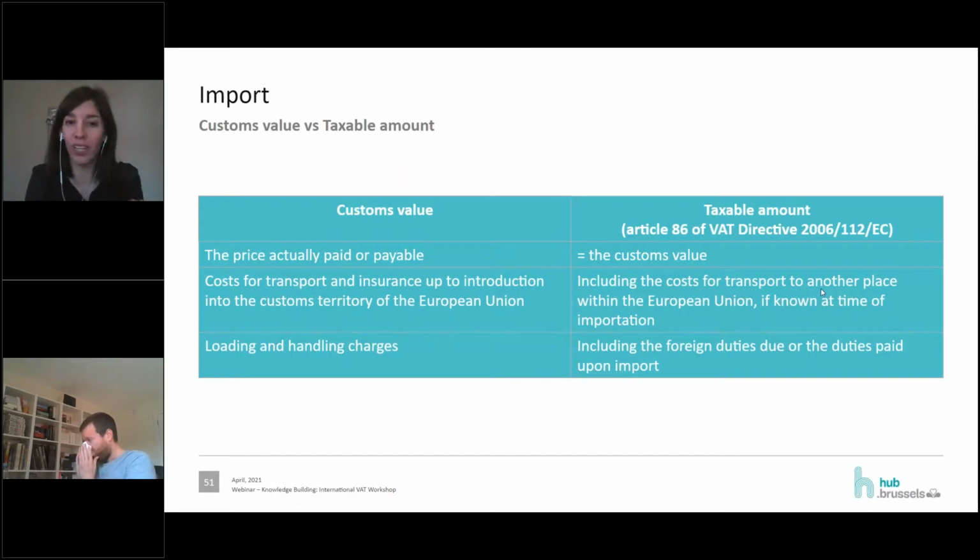So the commercial invoice will not be sufficient. The company should also take into account the duties paid. Indeed, the taxable amount for VAT will also include the foreign duties due or the duties paid upon import. On top of that, there's also the cost of transport to another place within the European Union if it is known at the time of importation. So the taxable amount from a VAT perspective is really to be monitored, so that you charge VAT and pay VAT on the correct taxable amount.